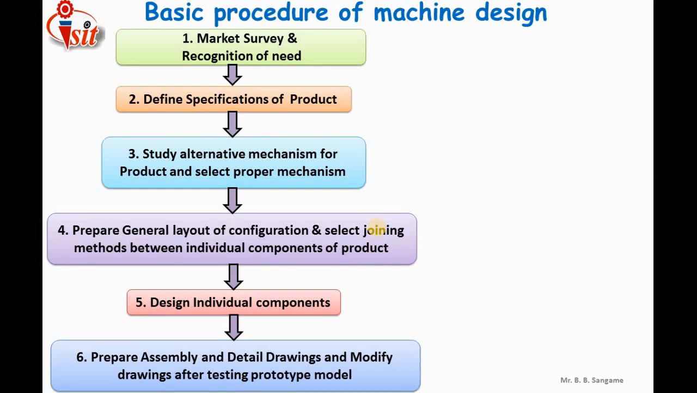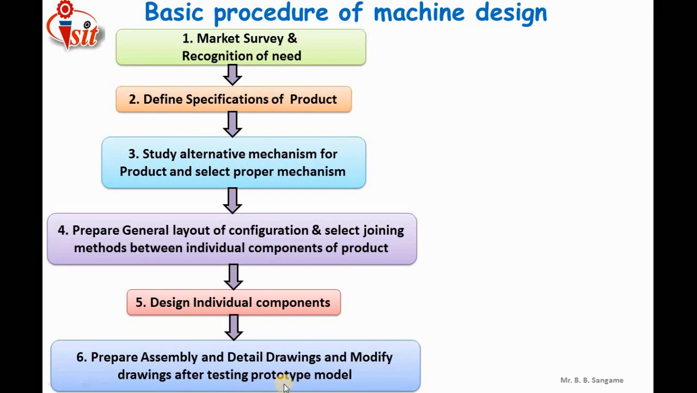If it works fine, the design will be forwarded to the production department for final production. And if the prototype model does not work properly, the design engineer has to go back to the previous five steps and check at what step the problem is. He has to identify the problem and redesign.